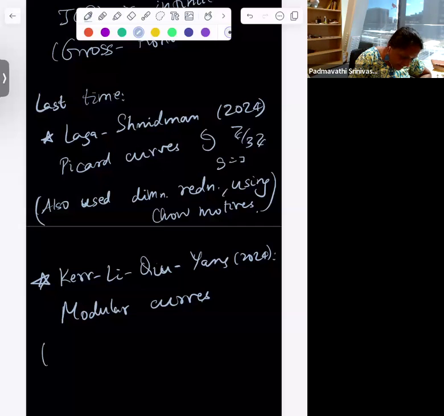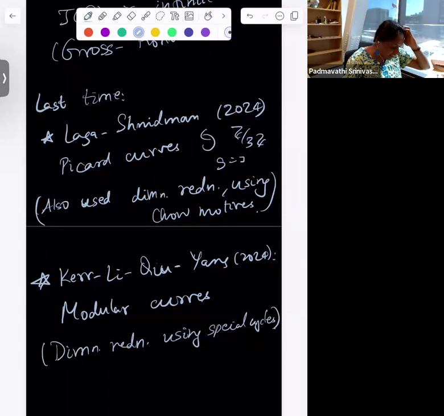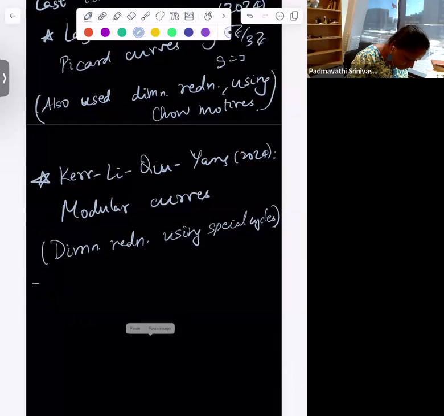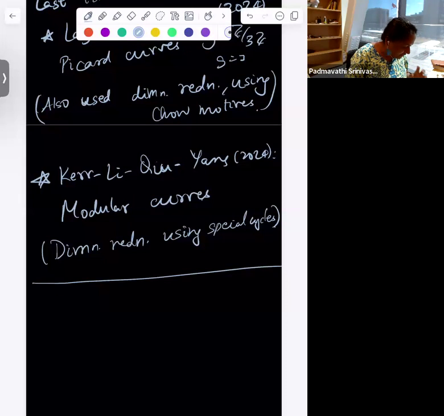And their idea is to also leverage these extra correspondences on the curve. So they also do a dimension reduction type argument using these Hecke correspondences, or more generally special cycles, if you want to generalize to other curves, like modular curves. So very excited. This particular topic has seen very exciting results just in the last couple of months, right? So these are all results.